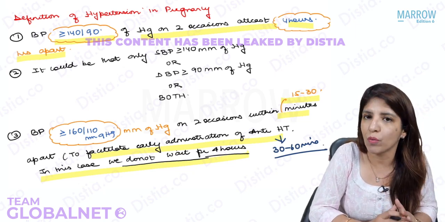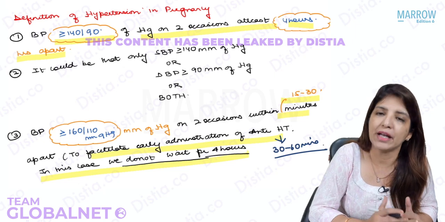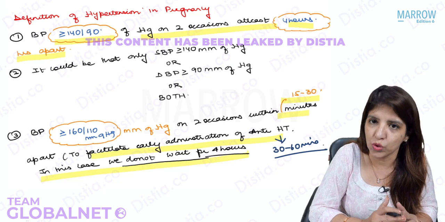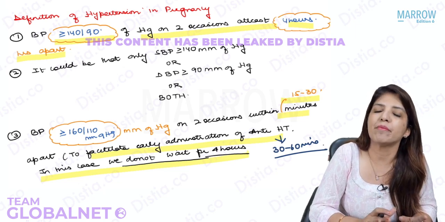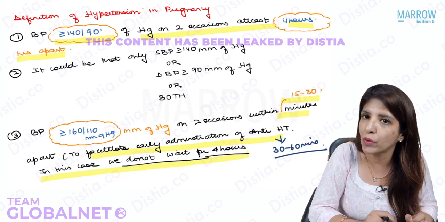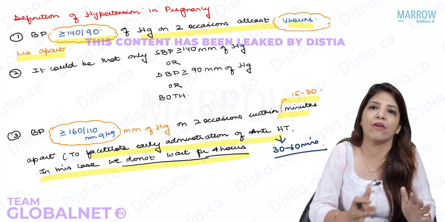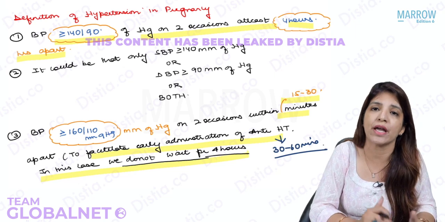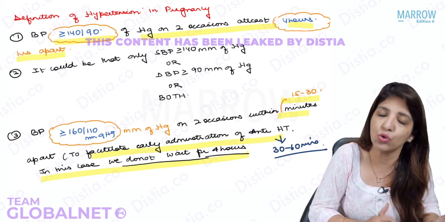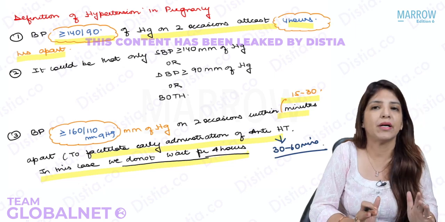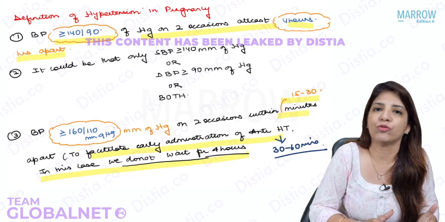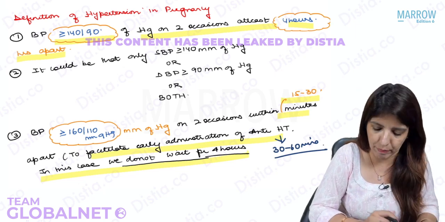So suppose the question says that there is a pregnant female in whom BP was 160/114, what is the next step? The next step is that you have to repeat the BP within 15 to 30 minutes. You are not going to say that I'm going to repeat her BP after 4 hours. Neither are you going to say that based on one reading, I'm going to start her antihypertensives. No, you will have to repeat her BP, but that has to be repeated quickly. You are not going to wait for 4 hours to repeat her BP.